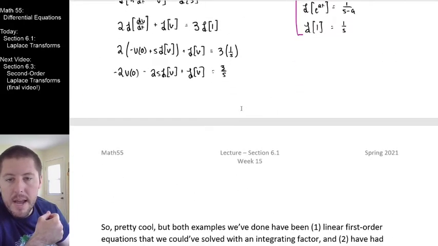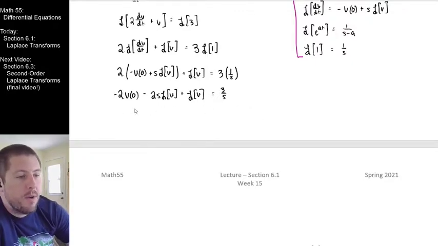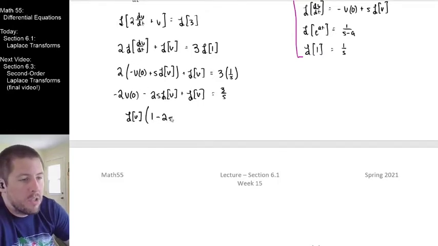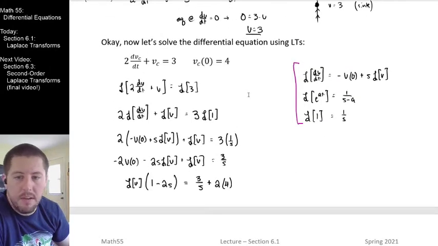What I want to do right now is solve for the Laplace transform of v. So what I've really got right here is the Laplace transform of v. How many copies of it do I have? Well, there's 1 copy here, and there's negative 2s copies there. So I've got 1 minus 2s copies of the Laplace transform of v. This should be equal to 3 over s, and I've added the 2 v0. That's plus 2 times 4 right there, because v0 was 4. That was our initial condition that I gave late.